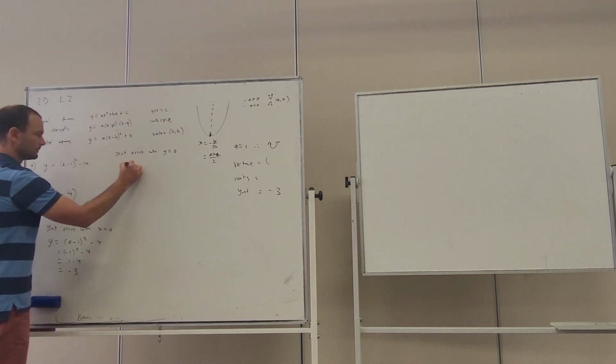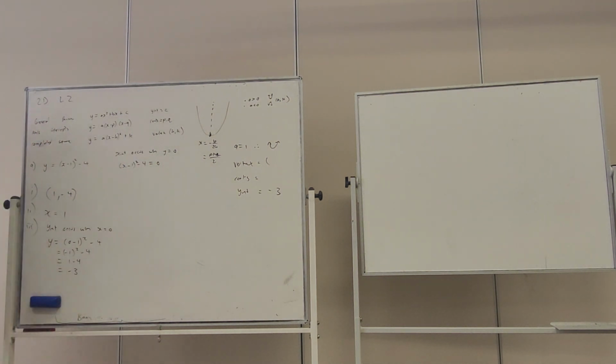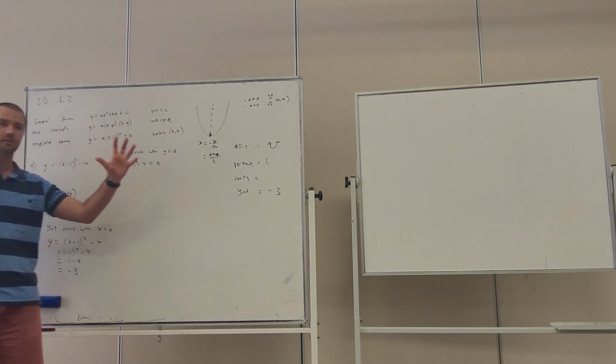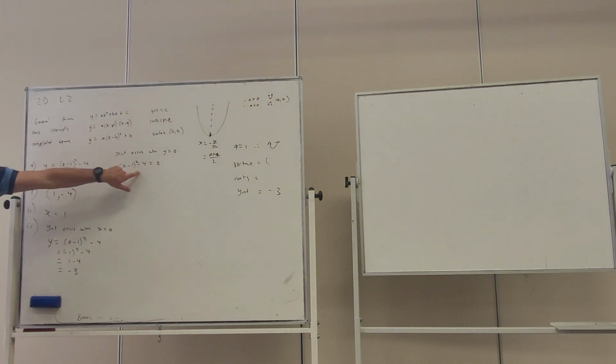What we'll have is (x take 1) squared take 4 equals 0. Y is 0, and now we're solving this equation. And again, this is a skill, where we're bringing together all this stuff we've done before. If we're going to solve an equation like this, we need to break it down.